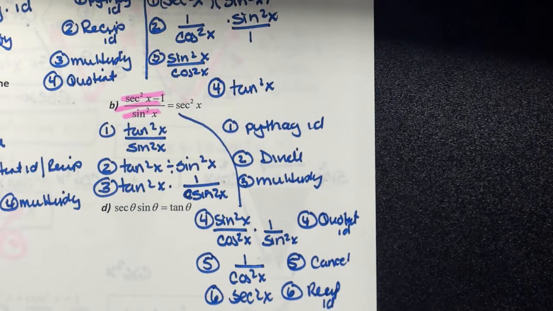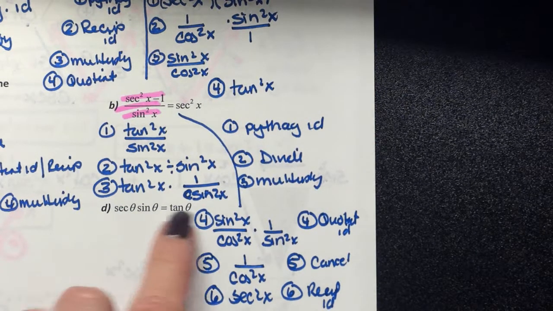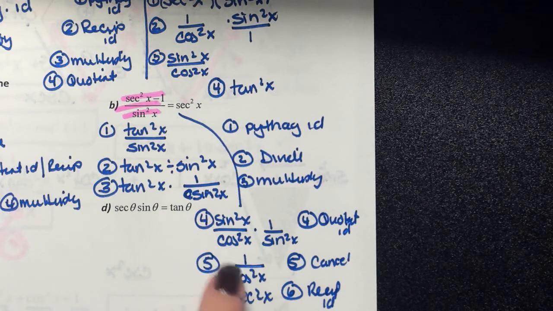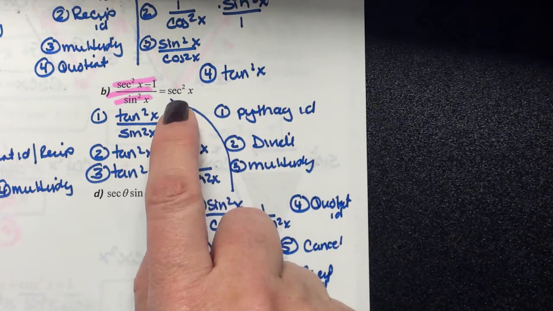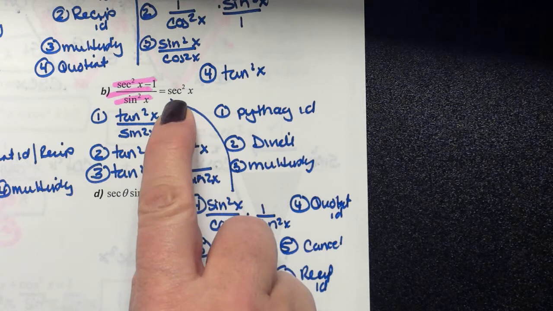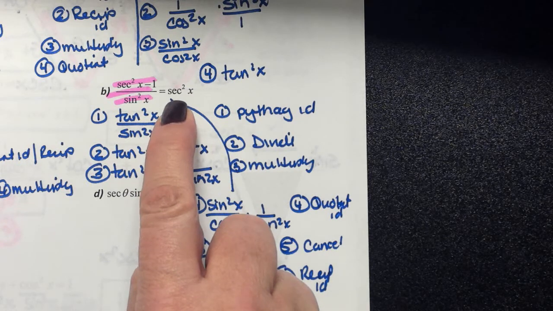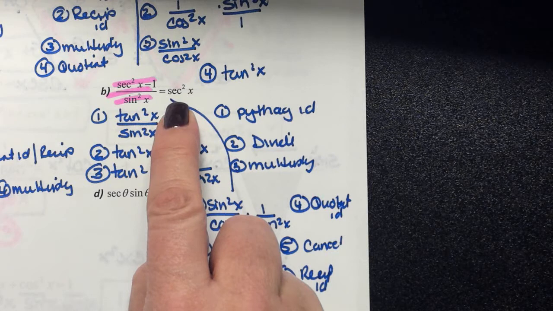Notice I can cross cancel those sine squares, which gives me 1 over cosine squared, which is my secant squared. So that's what it says. Yeah, we knew what the answer was. We knew what we were trying to get to. The paths we may have taken may have been a little different, but it doesn't mean the way I did it was more correct than the way you did it.